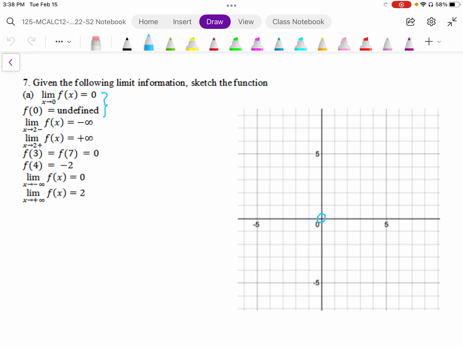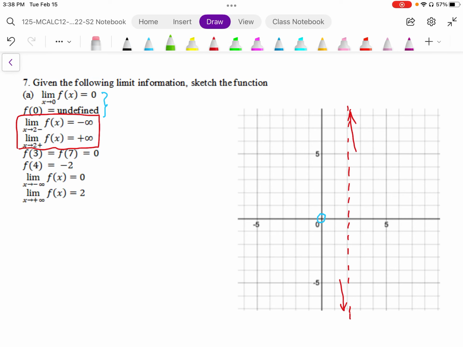Looking at the next part, the limit as x approaches 2 from the negative side equals negative infinity. As it approaches 2 from the positive side, it equals positive infinity. So what that indicates together means we have a vertical asymptote at x equals 2. And not only that, from the left-hand side, it's going down, and from the right-hand side, it's going up.